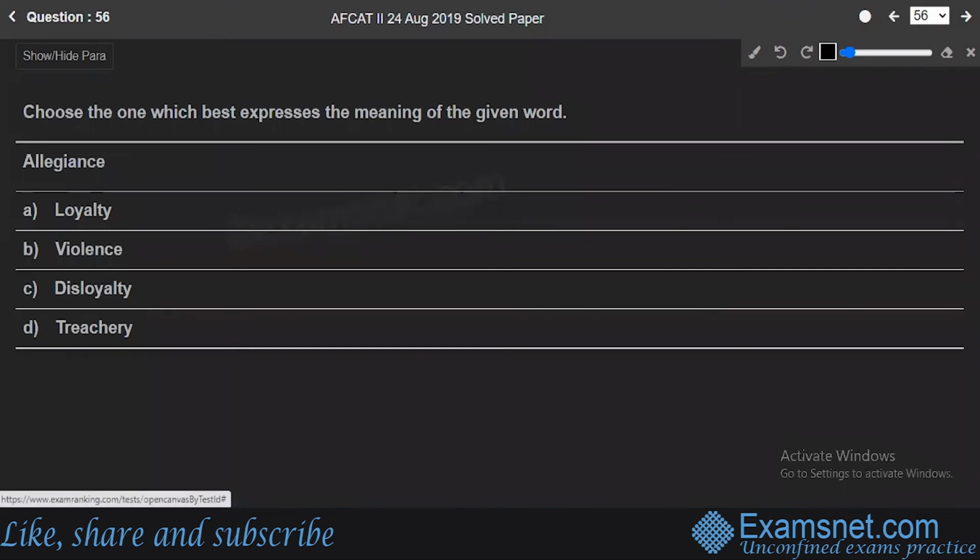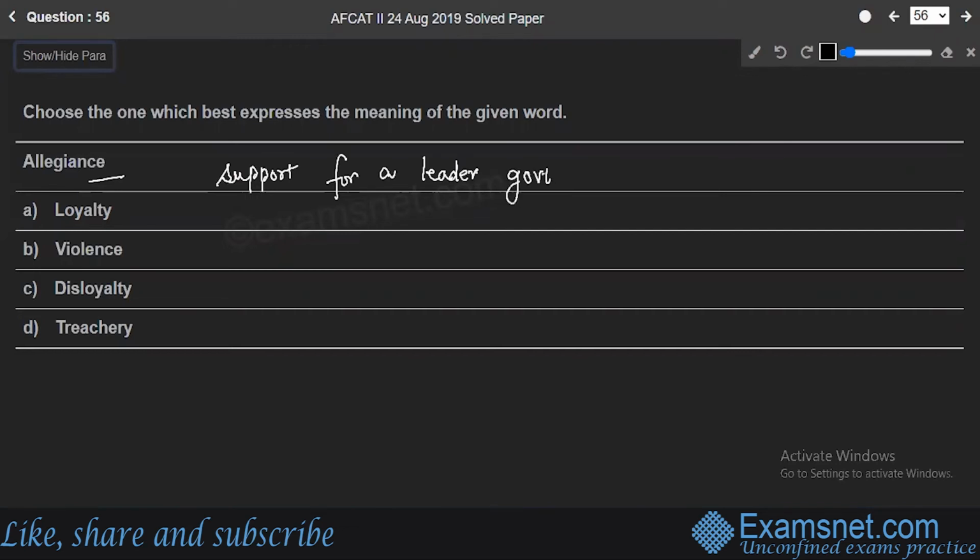So let's start with the next question, that is question number 56. You have to choose the one which best expresses the meaning of the given word. The given word is elegance, and the options are loyalty, violence, disloyalty, and treachery. This word means support for a leader, government, or any belief.